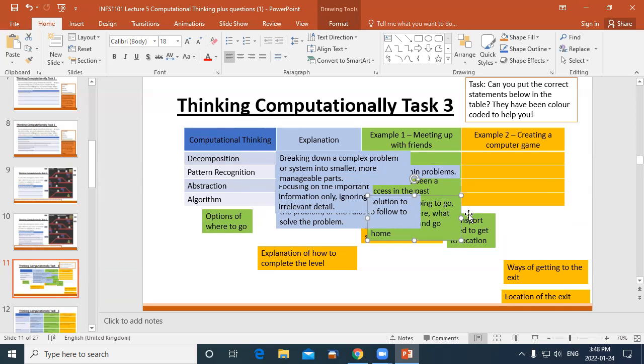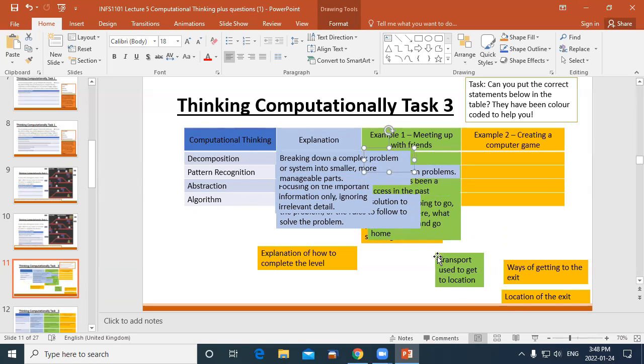What do we got here? What's that? Transport used to get to the location. Could that be options of where to go? Got abstraction, sorry. Options could be. Okay, I'll go with that. And then the last one would be, have we done pattern recognition? Yeah, I think it's abstraction. Okay, abstraction would be just taking it down to the simplest thing. Yeah, all right. So that's kind of a weird one, but yeah.